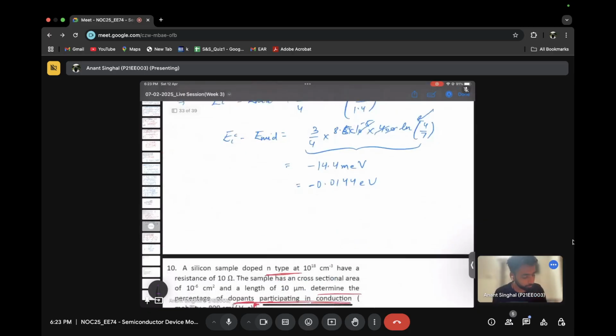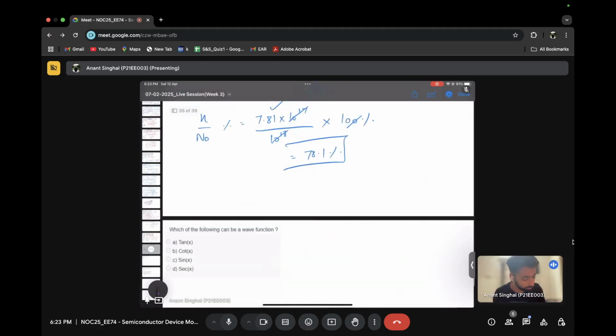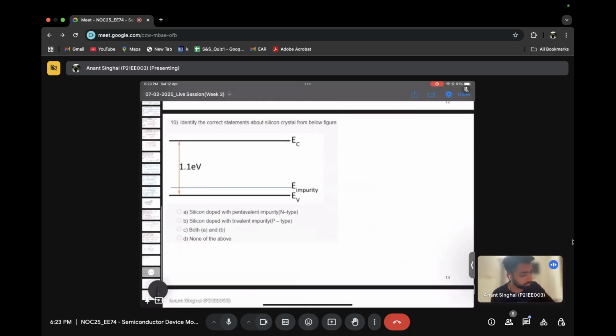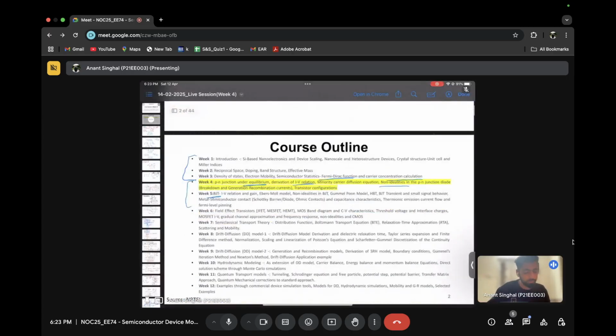There were some effective mass problems, but that is not much important. Then we went towards week 4, which was the first device, the PN junction. For weeks 4 and 5, we mostly covered the PN junction part.